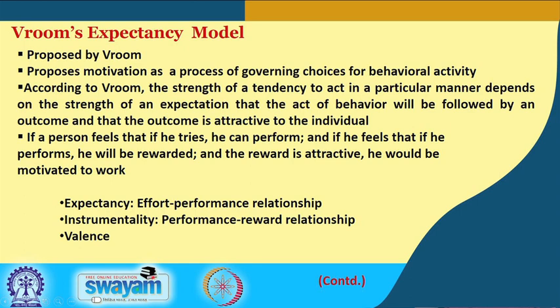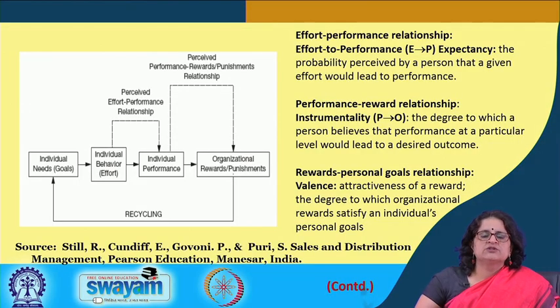So, according to Vroom, if a person feels that if he tries he can perform, and if he feels that if he performs he will be rewarded, and the reward is something attractive, then he is motivated. What Vroom referred to was the effort-performance relationship, which was expectancy, then the performance-reward relationship, which was the instrumentality, and the reward and personal goal relationship, which was valence.